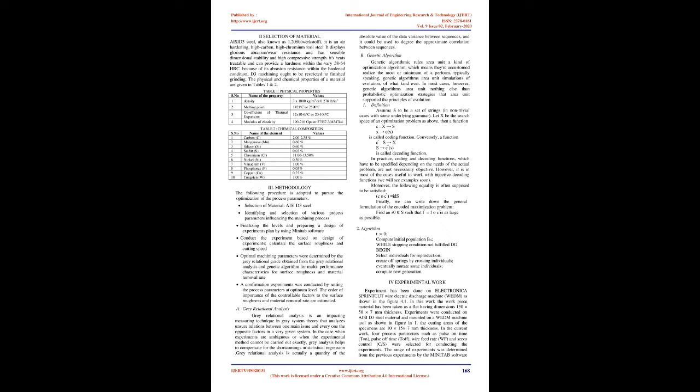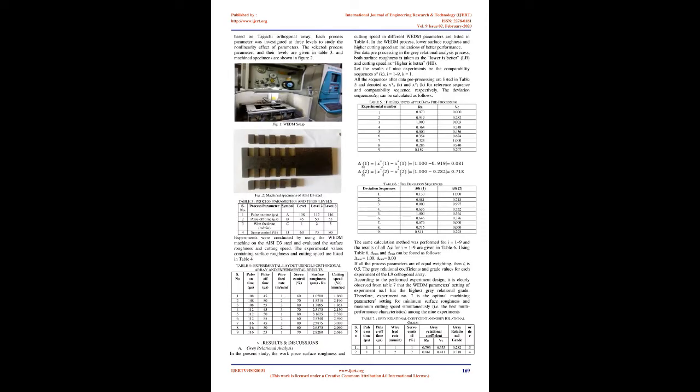A. Gray relational analysis. Gray relational analysis is an impact measuring technique in Gray system theory that analyzes uncertain relations between one main factor and all the other factors in a given system. When experiments are ambiguous or when the experimental method cannot be carried out exactly, Gray analysis helps to compensate for the shortcomings in statistical regression. Gray relational analysis is actually a measure of the absolute value of the data difference between sequences, and it can be used to measure the approximate correlation between sequences.